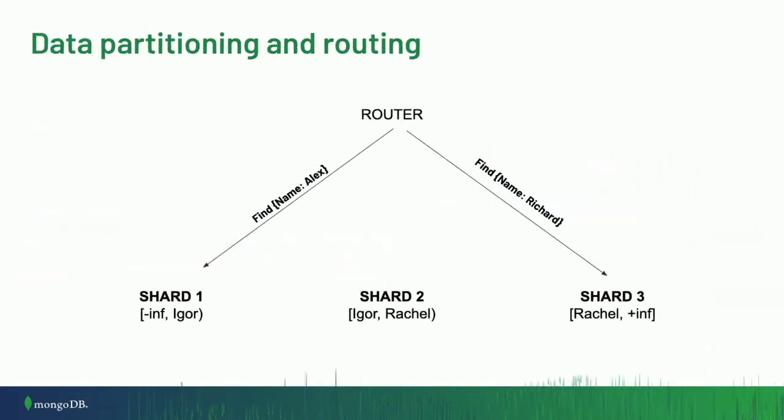So this is kind of how it looks. Let's say we have 3 shards, shard 1, shard 2, and shard 3, and let's say that our data is partitioned by first name. That's not very useful partitioning, but let's assume that's how it is partitioned. Shard 1 is from -infinity to the name Igor. I have the round bracket because it doesn't include Igor. Igor goes in shard 2. Shard 2 is from Igor to Rachel. Rachel to infinity is shard 3. And based on what name is sought by the router, it routes to the appropriate shard.